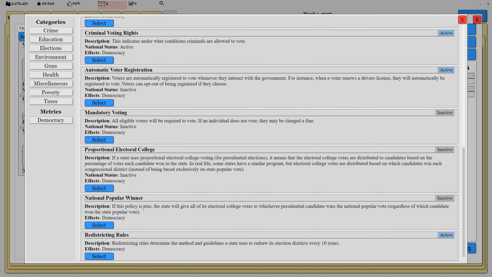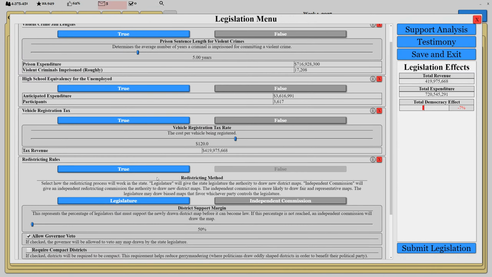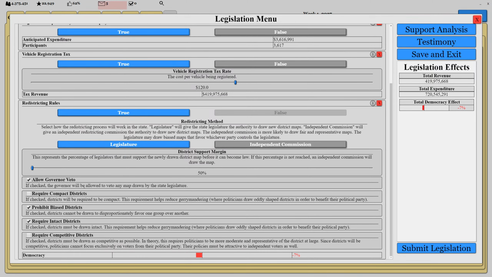Redistricting rules. Mandatory voting. Redistricting method. Legislature. Independent commission. This represents the, hang on. Ranked choice, do ranked choice. Holy moly, the new options are so good.